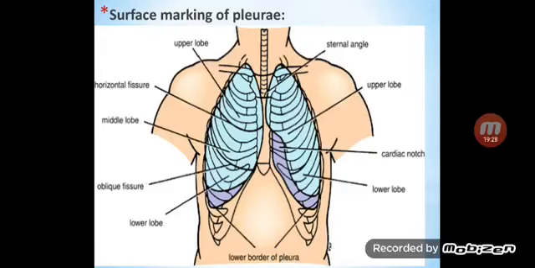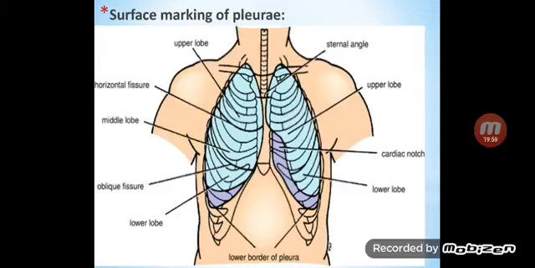Then it descends downward directly from the sternoclavicular joint to the level of the sternal angle, then downward to the xiphisternal joint. This is on the right side. This is the anterior border of the parietal pleura of the right side. So, what about the anterior border of the left side, or the anterior border of the left lung? It descends downward.